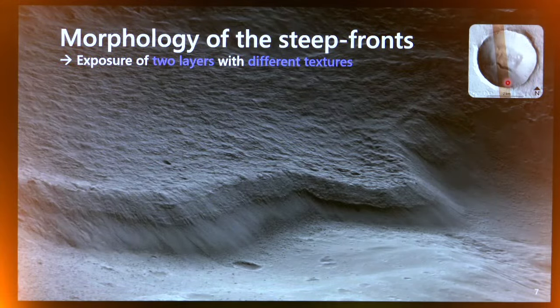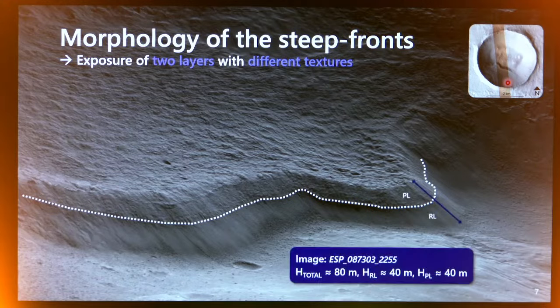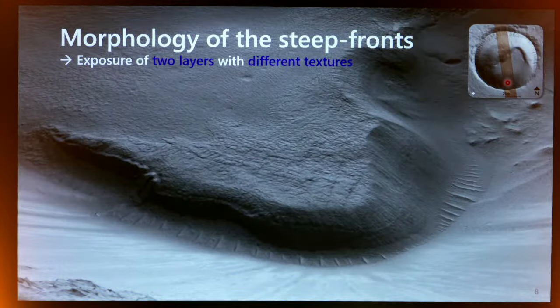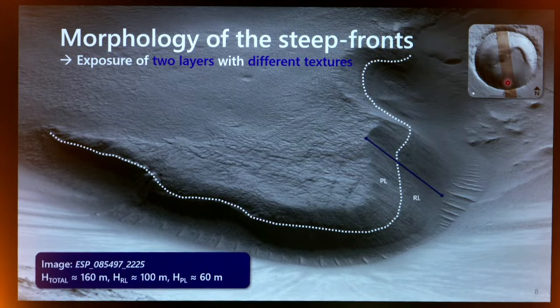Then, if we have a look, these are a few more examples, a few 3D views of some of these deposits. Here you see that we still see these two layers. Here we have a steep front that is around 80 meters high, and the two layers are around 40 meters of thickness. This is another example, another 3D view. We still see the two layers. And here, where the steep front is higher, around 160 meters, the lower layer is 100 meters thick and the higher layer is 60 meters thick.